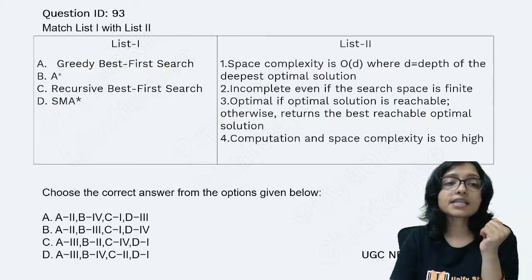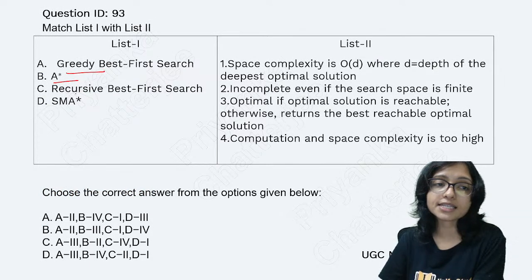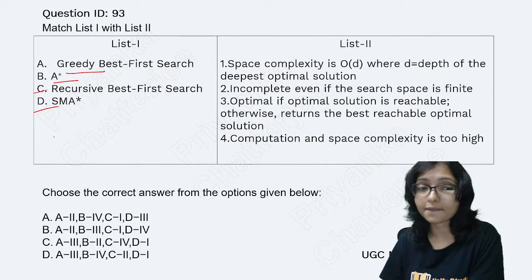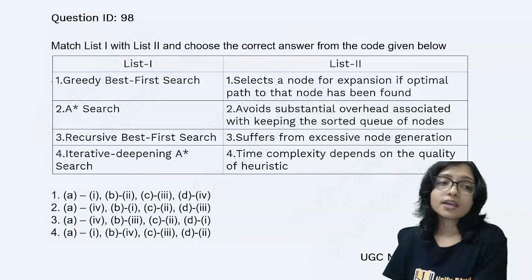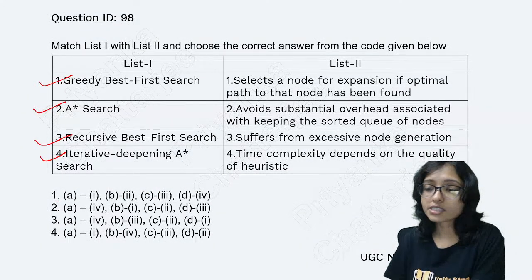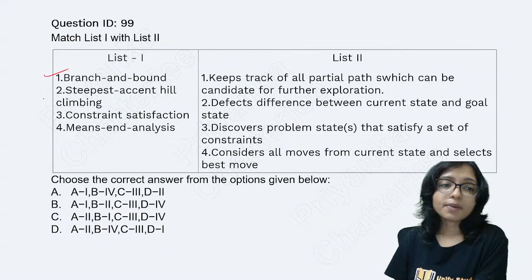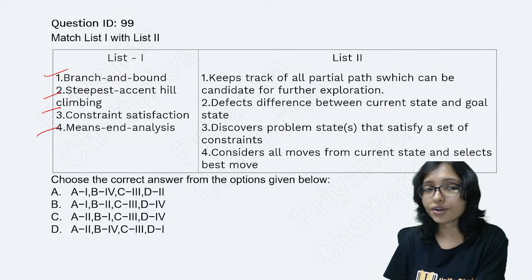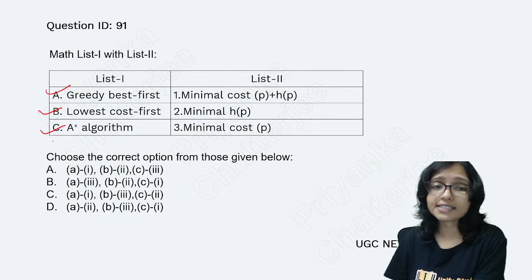And now I am just showing you those questions whatever we did yesterday. You can see greedy best first search, A star, recursive, SMA search. You can pause the video and try to think again. The answer is this one. Right, now it will be easy. Here greedy best first search, A star, recursive, iterative deepening. Pause it, think it. This is the answer. Branch and bound, stepped, constraint and means-end analysis that we discussed yesterday already, and this is the answer. Greedy best first, lowest cost, A star.